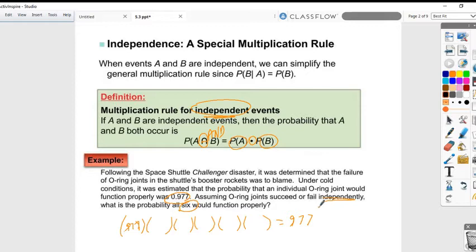0.977 to the 6th power, 0.977 six times. When you calculate that, that comes out to approximately 87%. So instead of NASA thinking that, okay, it's cold out, but it's still a 98% chance it will be okay, it really wasn't, because there's 6 of them. It really was an 87% chance of the O-rings being okay. So what's true about independent? If these things have no bearing on each other, then you're just going to multiply them together. Okay, that's independent. This doesn't affect this. This doesn't affect this.